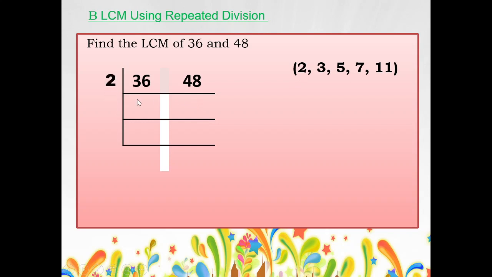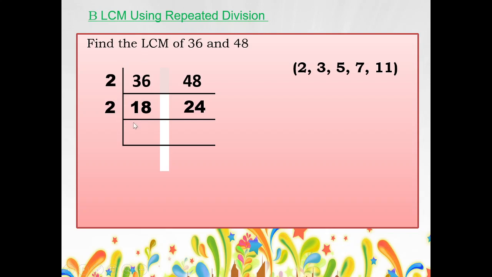So, 36 divided by 2, we have 18. And next, 48 divided by 2, we have 24. Again, hanap ulit tayo ng divisor. Yung 18, pwede kay 2. Yung 24, pwede kay 2. So, gamitin ulit natin ang 2. Hanggat pwede kay 2, pwede nyo siyang gamitin. Okay. So, let us use again 2 as a divisor.